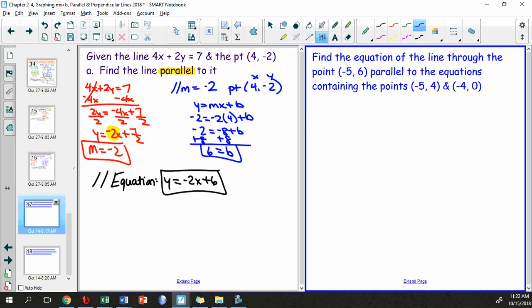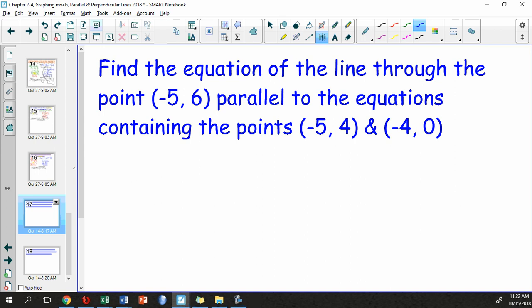The next problem is a little bit different. Why is this problem different? There's no equation, is there? It says find the equation of the line through the point negative 5, 6, parallel to the equation containing the points -5, 4, and -4, 3. So in order for me to do parallel and perpendicular, what must I have first? I have to have slope.